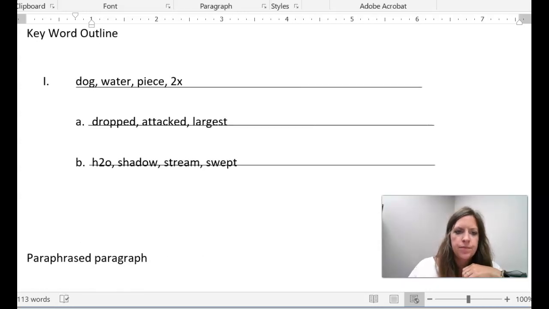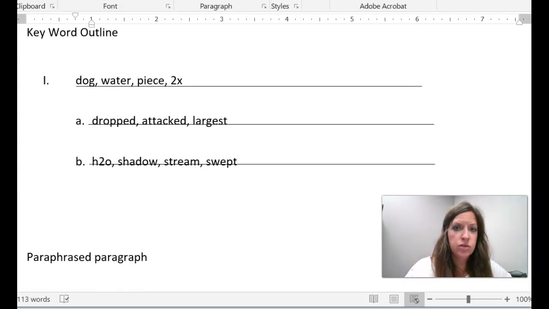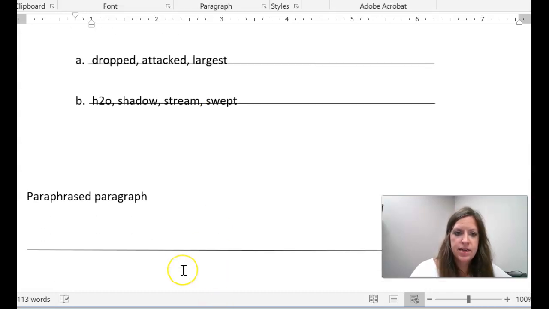Okay, so now we're not going to look anymore back at our original text. We're just looking at the keyword outline, and we're using these words to help us reconstruct sentences. Reconstruct isn't really the right word because you're putting it in your own words. So we're putting these sentences in our own words using these 3 words to help jog our memory what it's about. So you're going to write that down here.